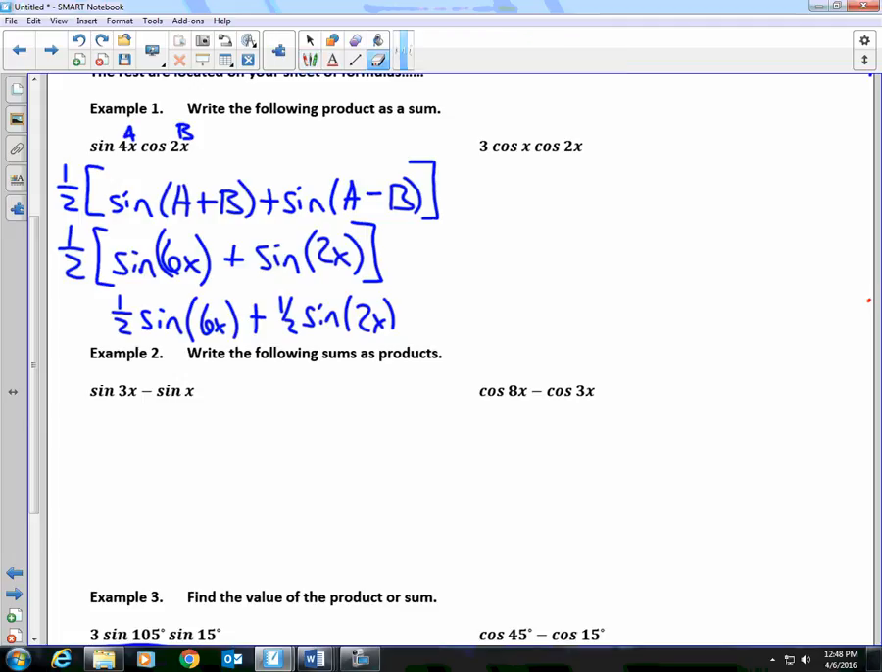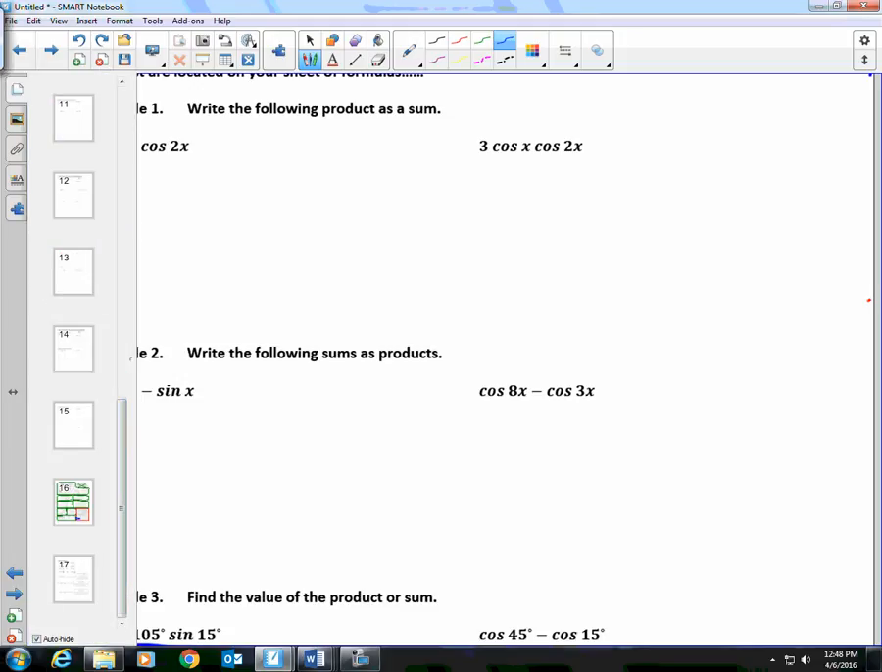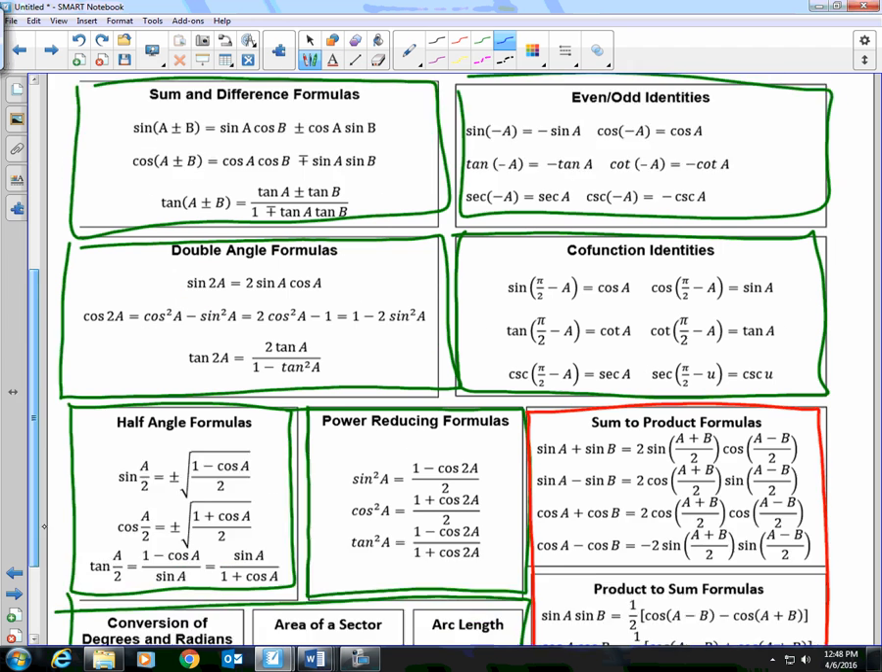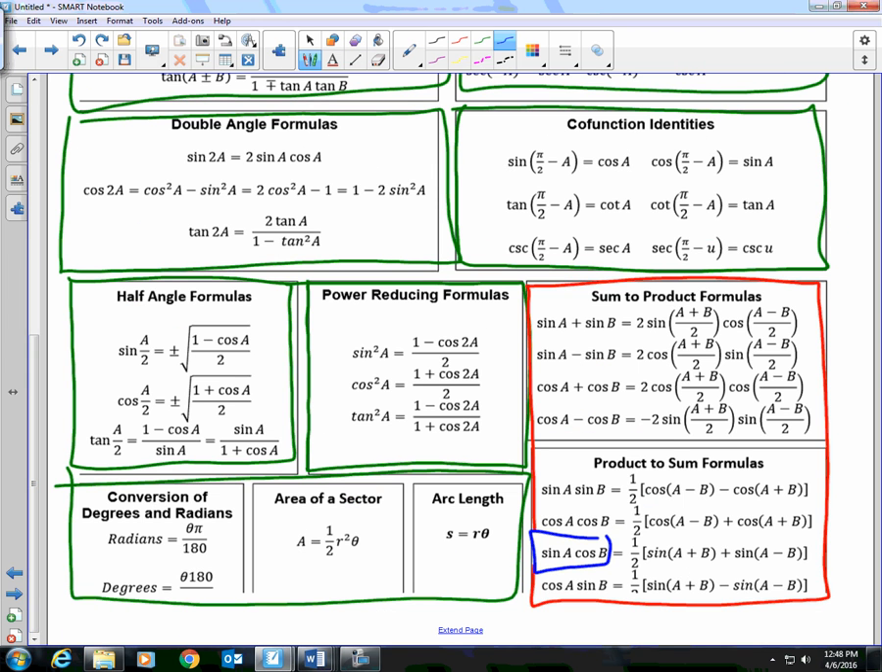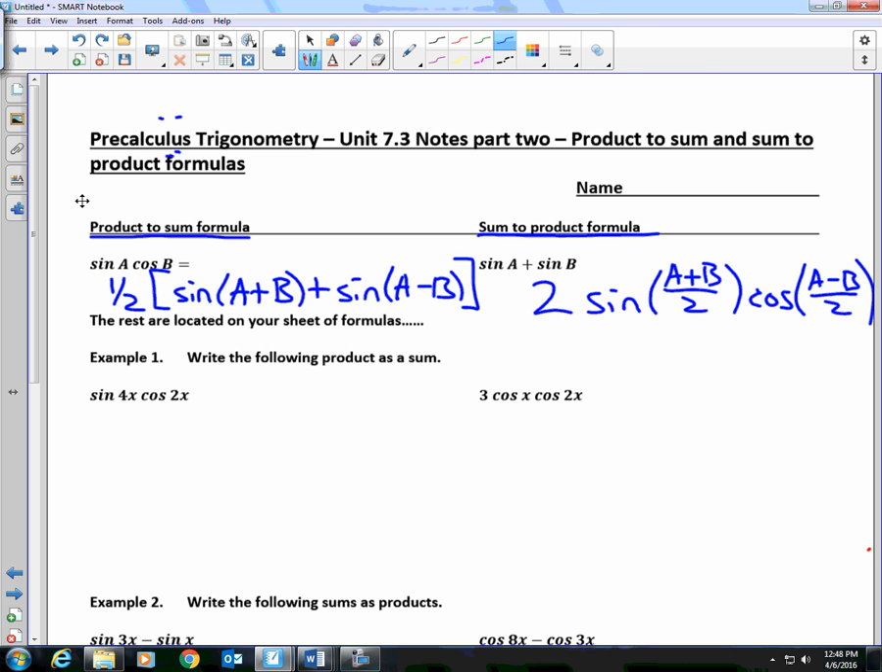All right, let's do the next one. What's different about this problem? The 3 is in front. No big deal. 3 comes along for the ride. It's just a constant. Okay, so we'll just multiply the end result by 3. I have to locate this on my sheet. I have no idea what cosine times cosine results in, so I'm going to check it out. Look at my product. I have cosine times cosine. Looks like I have cosine minus and cosine plus. Okay, we'll do that. Cosine minus and cosine plus.